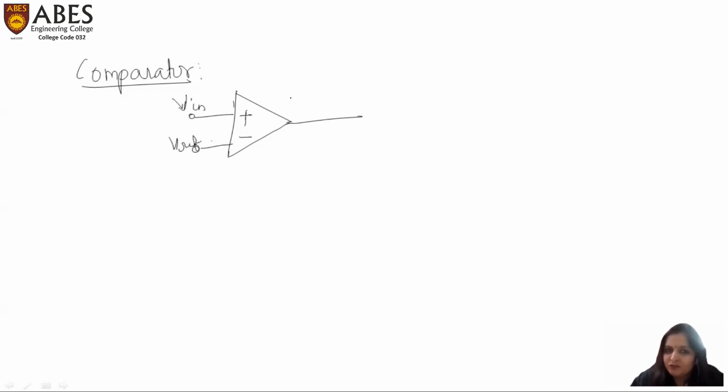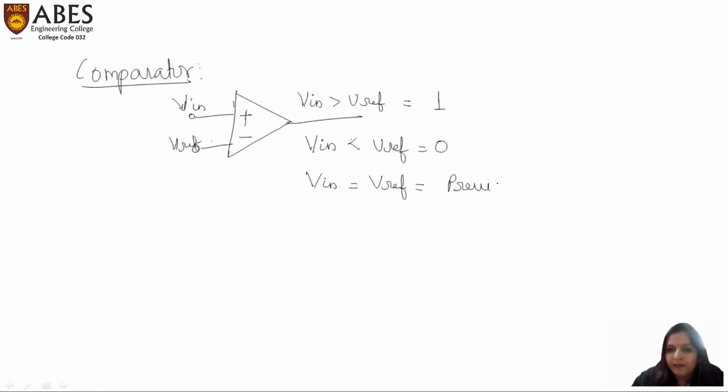Now after comparing these two values, we will get the output. So if V input is greater than V reference, the output will be high, that is 1. If V input is less than V reference, the output will be 0. And in case V input is equal to V reference, then what will happen? You will have to pick up the previous value. That is, if the value is 0, you will be considering 0.